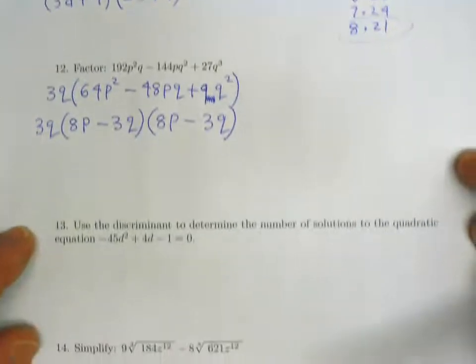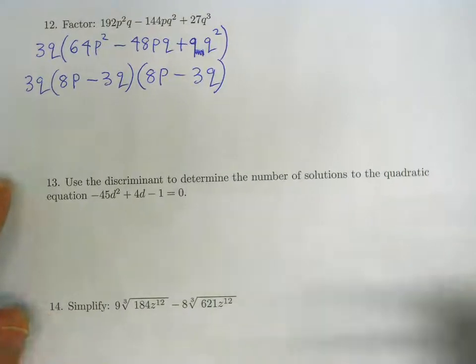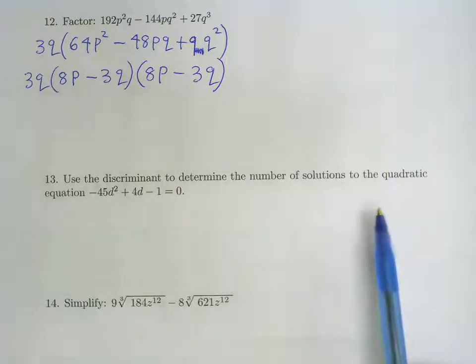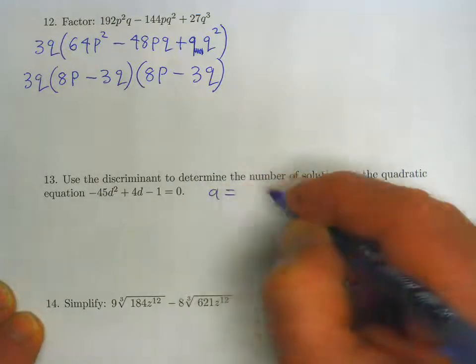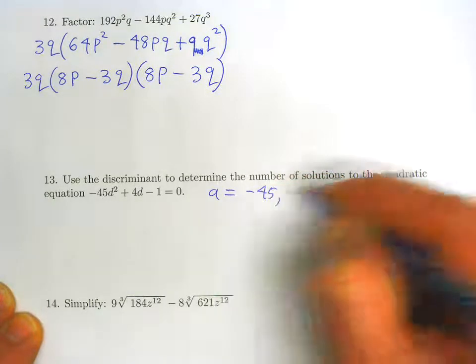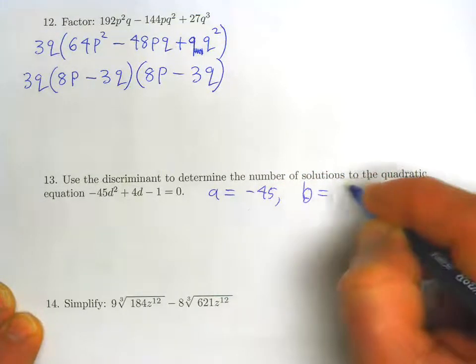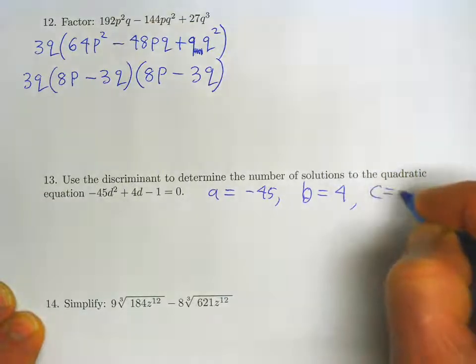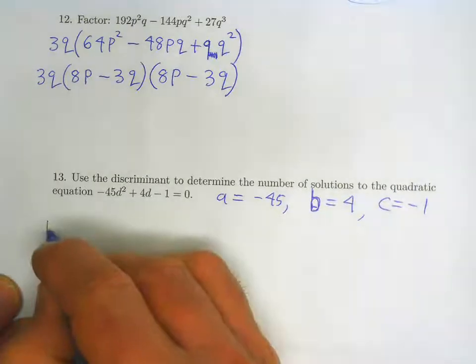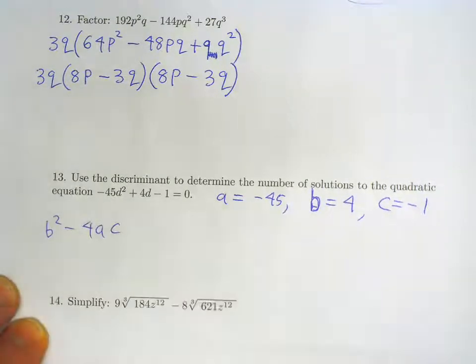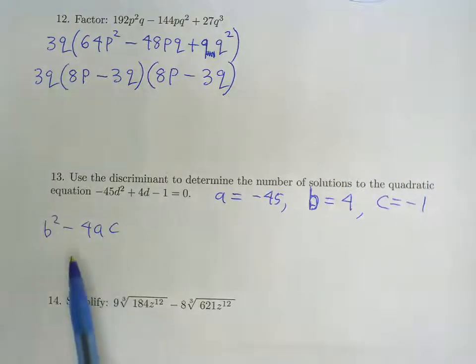Okay, the next problem, use the discriminant to determine the number of solutions to the quadratic equation. Okay, so A is negative 45, B is positive 4, and C is negative 1. Remember, the discriminant is b to the second minus 4ac. And if you know what the discriminant is, then you know what kind of solutions you have.